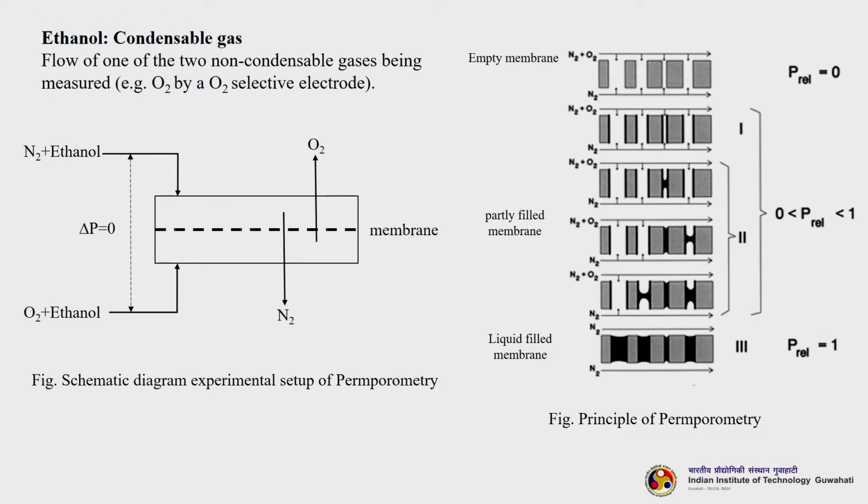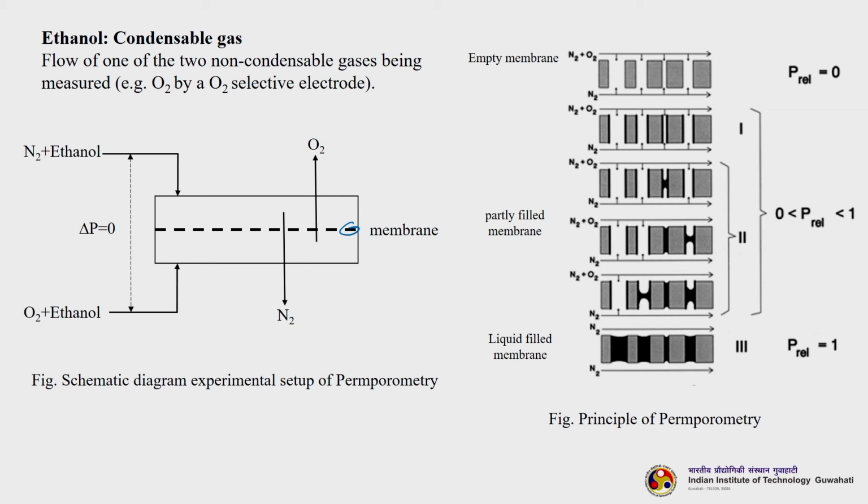This is the membrane module, and this is our membrane. Here we are using ethanol as a condensable gas. It is not mandatory to use ethanol, you can use any other condensable gas, but you need to understand the properties of that particular gas with respect to the properties of the membrane.